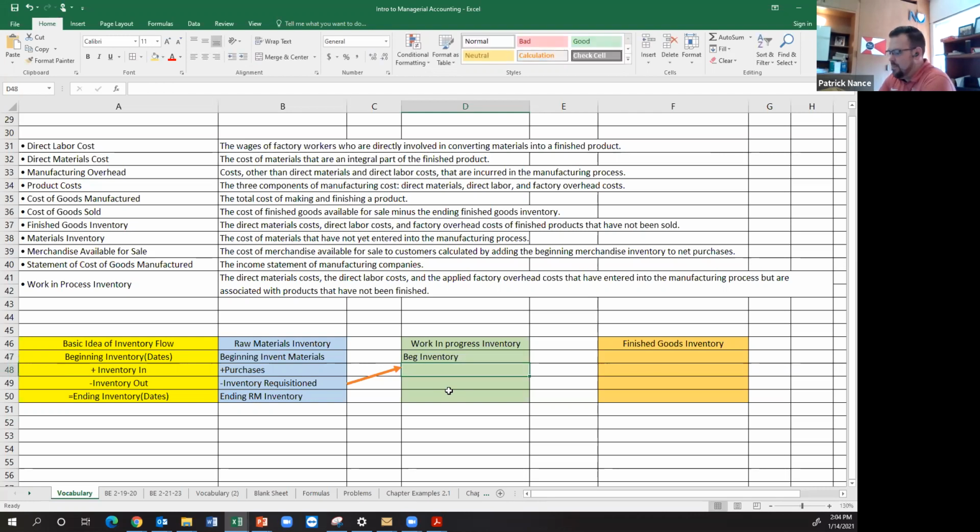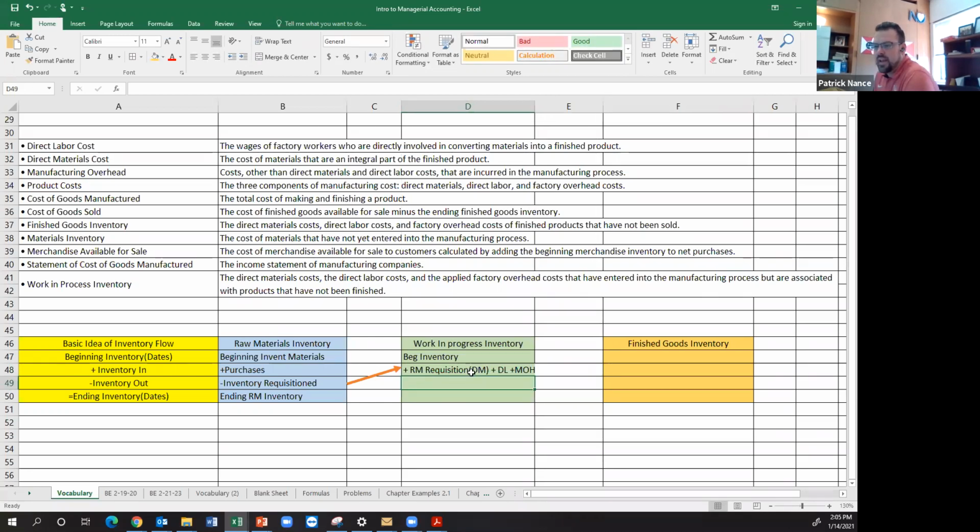I would add to that my raw material requisitions, which would be both my direct materials and indirect materials. And then I'd also add my direct labor. And if there is some, this is also where I'd add my manufacturing overhead. Okay, so my product cost basically all gets added together there in my work in process.